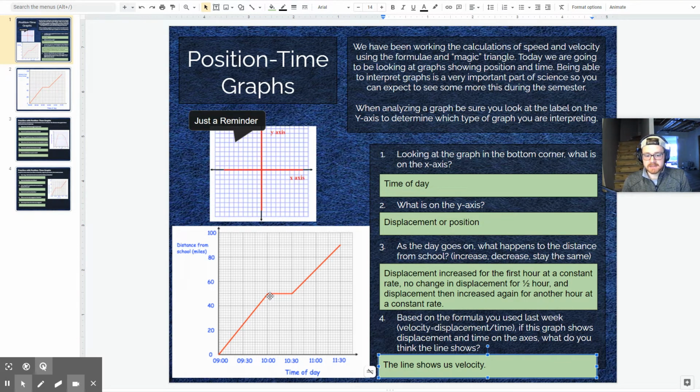Well, what was your velocity from 10 to 10:30? There's no change in position. Time has moved, but if you have no displacement, you don't have velocity. So here, there is no velocity. It's zero. Velocity is zero.